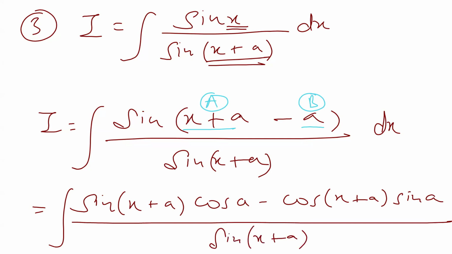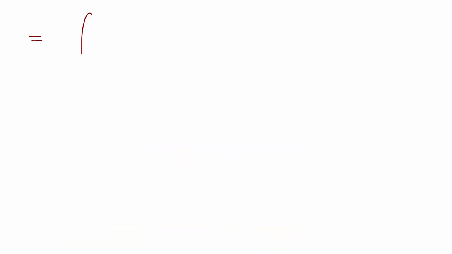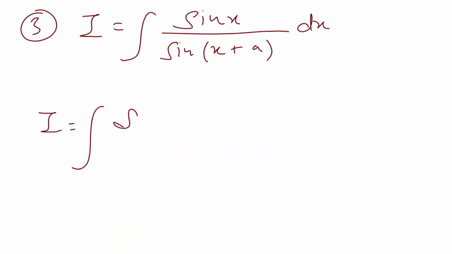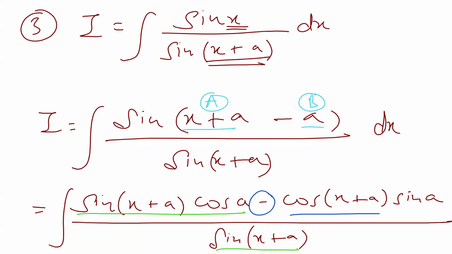Now we will split. The first thing will be this upon this, sin x plus a cos a upon sin x plus a. Okay, so that will be cos a because sin will get cancelled. The second thing will be minus in between this upon this. So cos upon sin will be cot x plus a into sin a.